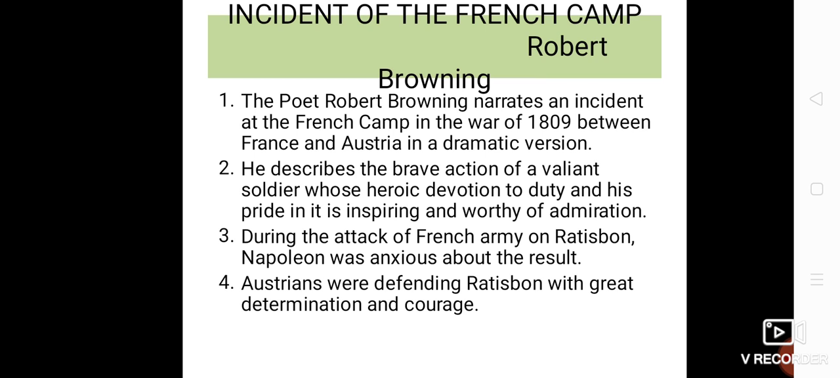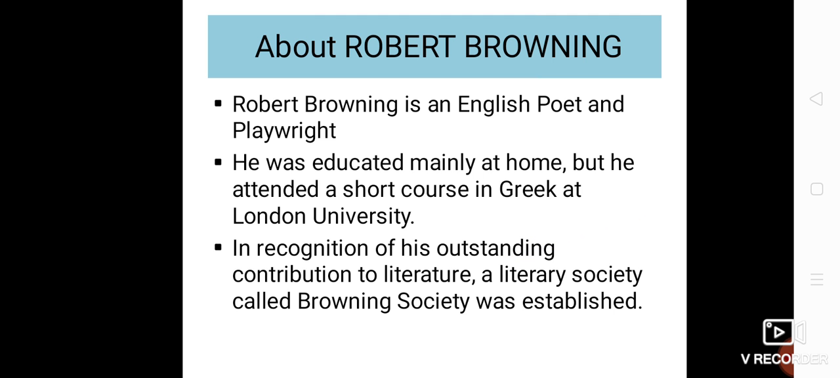Austrians were defending Ratisbonne with great determination and courage. So the Austrian people were really fighting against the French army. They were defending the place called Ratisbonne, which is in their control right now. There are soldiers representing France, who are trying to invade Ratisbonne. So the Austrians are defending.